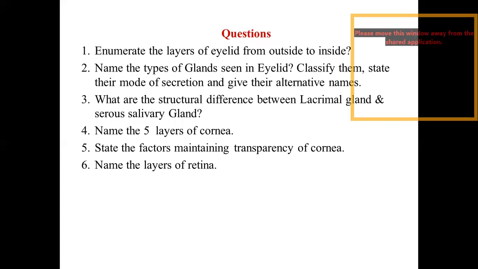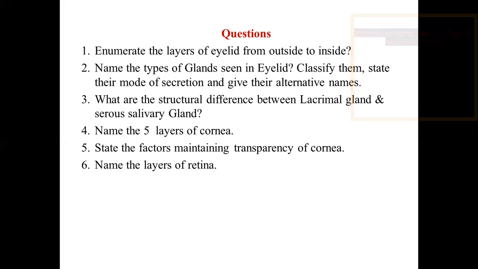Name the types of glands seen in the eyelid. Classify them and state their mode of secretion and give their alternative name. What are the structural differences between lacrimal gland and serous salivary gland? Fourth, name the 5 layers of the cornea. State the factor maintaining transparency of cornea and name the layers of retina.